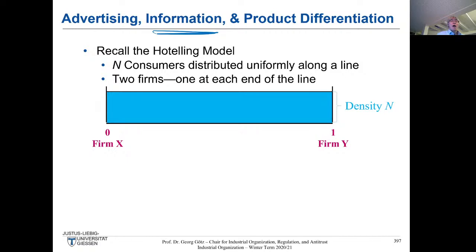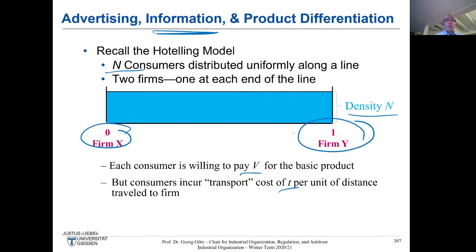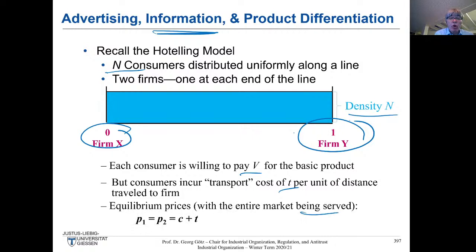And they used a variant of the Hotelling model, of which you're well aware right now. Suppose we have N consumers distributed uniformly along a line. And so the density here is N. We have two firms, firm X and firm Y, located at the ends of this market. And we assume that each consumer is willing to pay this reservation price V for this basic product. But of course, we also assume that we have some travel cost T per unit of distance, and we get the equilibrium prices with the entire market being served of P equals C plus T, just C plus this absolute markup determined by the transport cost T. Okay, so that's what we derived above.